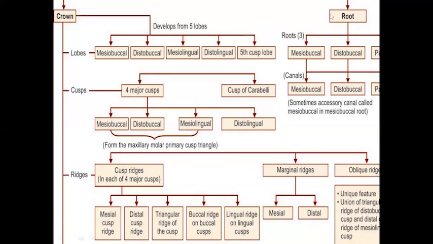Roots: three roots, mesiobuccal, distobuccal, and palatal. Canals: mesiobuccal, distobuccal, and palatal. Sometimes there are accessory canals in the mesiobuccal root.